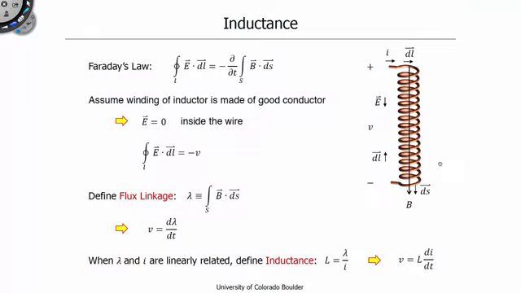In order to determine the terminal relationship, or the VI relationship, for this coil, we will need to apply Faraday's law. Let's recall what Faraday's law states. Faraday's law states that the integral of the electric field around a closed path or a loop, let's say we have a loop L like this, and we'll define the direction of this loop to be in the clockwise direction. Note that keeping direction straight is important because these are all integrals of vector quantities.